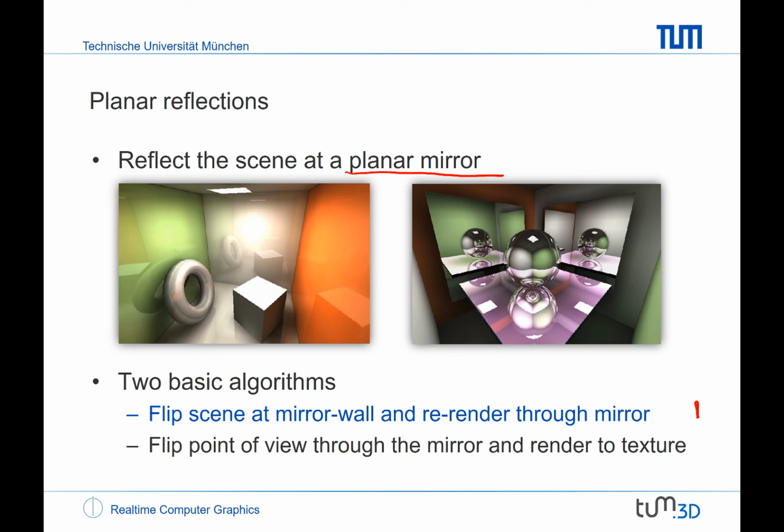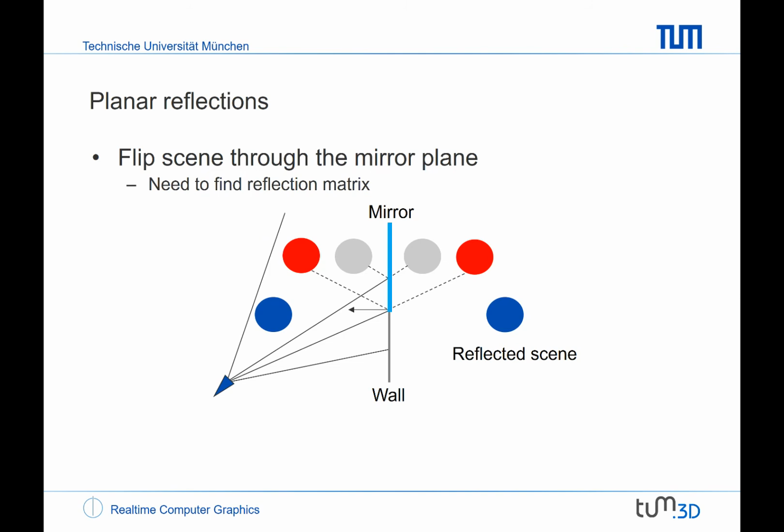The other technique, which results in exactly the same mirrored reflection, is that instead of flipping the scene at the mirror plane, we could also flip the point of view through that mirror plane and render the scene from this different position. The resulting image can then be used as a texture that is mapped onto the mirror plane. If we understand the first algorithm, which we are going to address in detail, then we will immediately also understand the second technique. So, let's look at planar reflections now.